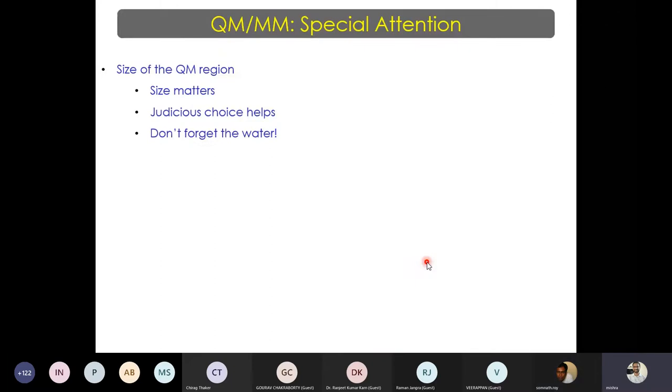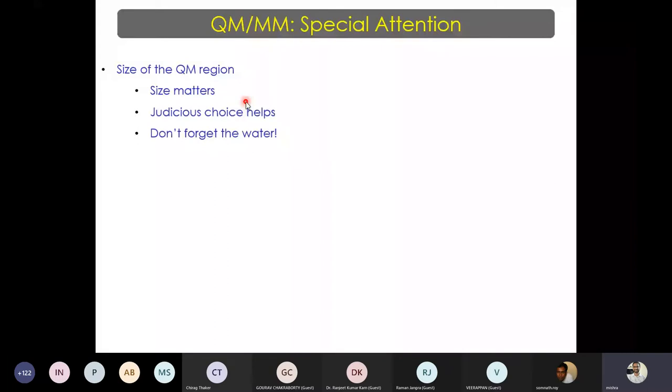So I just have a few final remarks or helpful comments, if you decide to do QM/MM calculations, a few points needing special attention. One tricky thing is the size of the QM region. No matter what they say, here at least the size does matter. If your QM region is large, it's always going to help. But it's not merely the size, rather the judicious choice of the size which is going to help. There are some cases where people start from the active site region and radially expand the QM region, thereby including all the residues within a fixed radius.